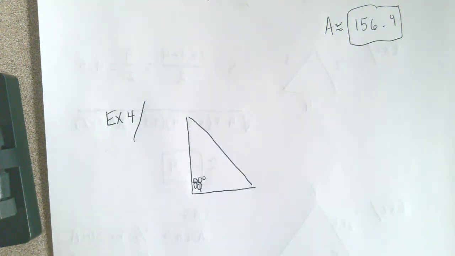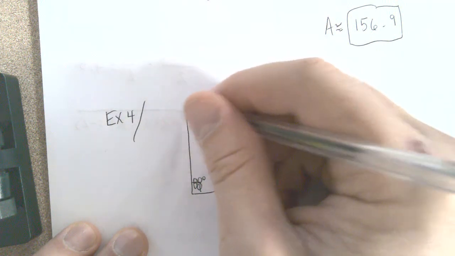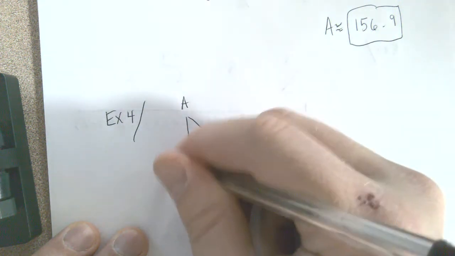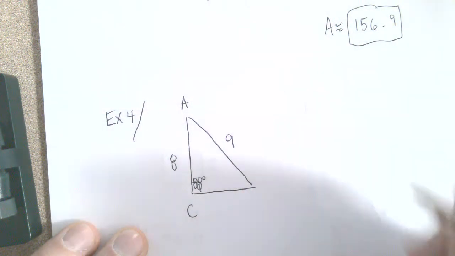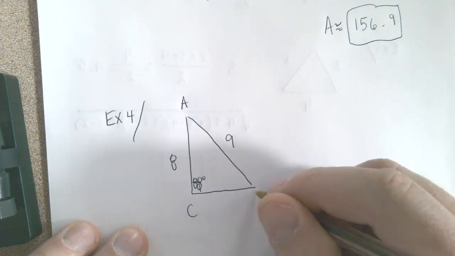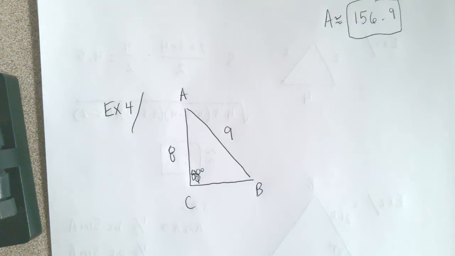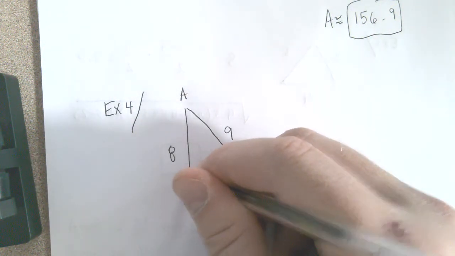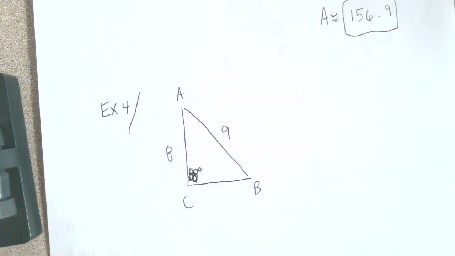So on this one, the angle's 88 degrees. They're giving us that AC is 8. They're giving us that AB is 9. And again, they're asking us to find the area rounded to the nearest tenth. I know it's real messy, but it's an 88. Put a right angle in there.